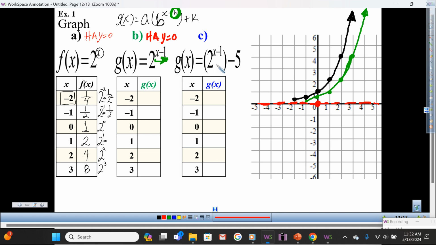Again, we're not going to use the table. We're going to use this transformation. So first we need our HA equals. Tell your neighbor what our HA is for this one. What is our HA?